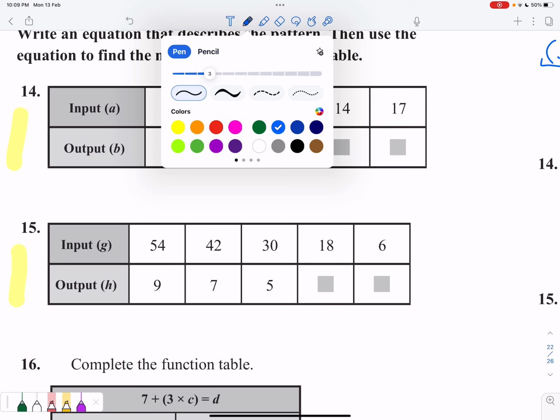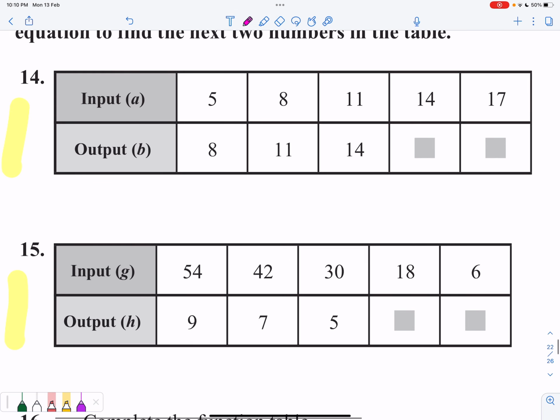Here we have 5. This is the input, okay? We're starting with the 5. This 5 became an 8. So what happened to the 5? There's only one way we can make the 5 an 8. If we added what? If we added 3. So 5 plus 3 equals 8. Let's check that again. You have 8 now. If you added 3, will you get 11? Yes, that's correct, because 8 plus 3 gives you 11.